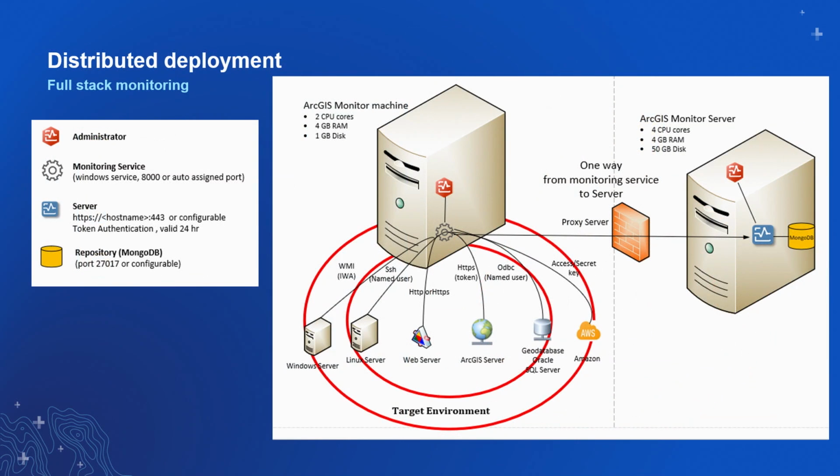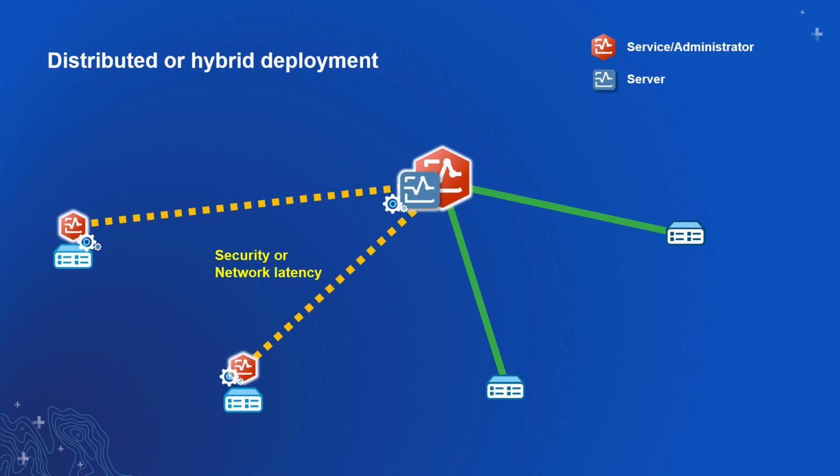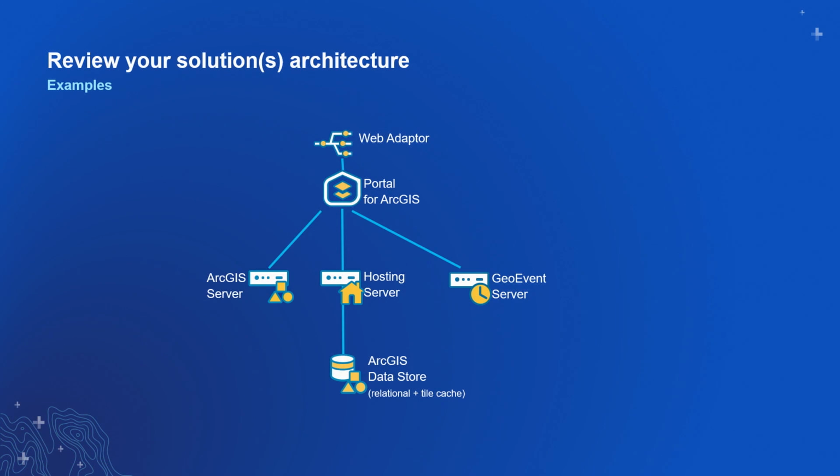In some cases, you might want to split server and administrator. For example, you should always try to do centralized, but if you have a global company, maybe you have data centers all over the world, you can try to monitor from one place, from the headquarters. But what if you have security or network latency? Then you can distribute. You can put the monitoring service or the agent in your remote data centers. So that's possible.